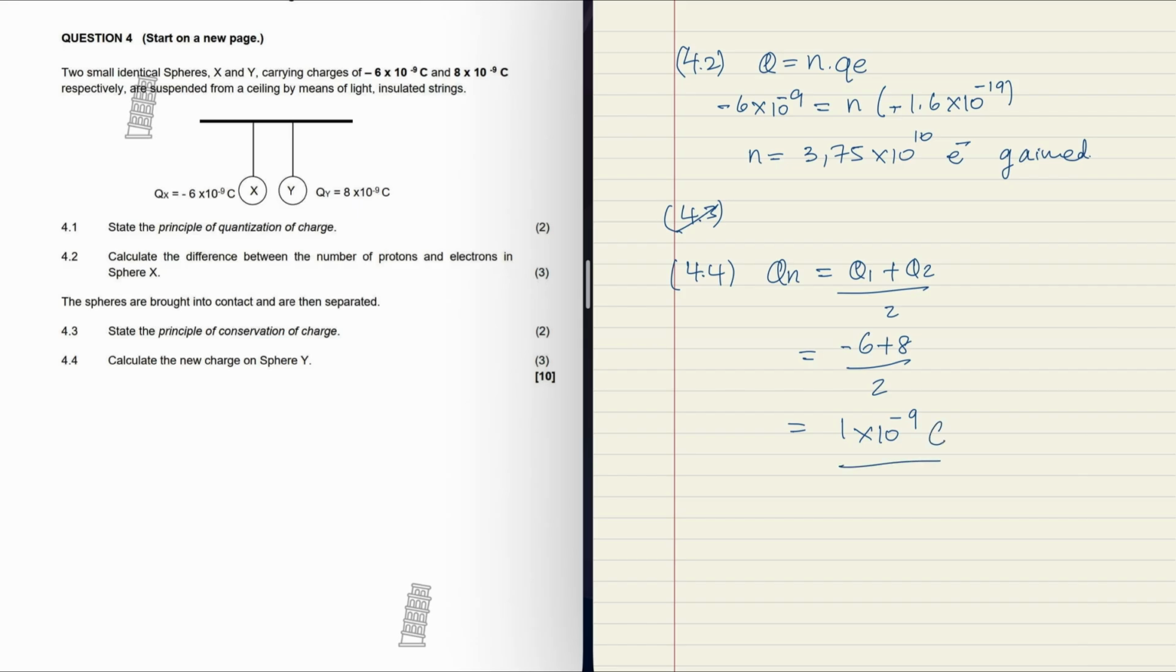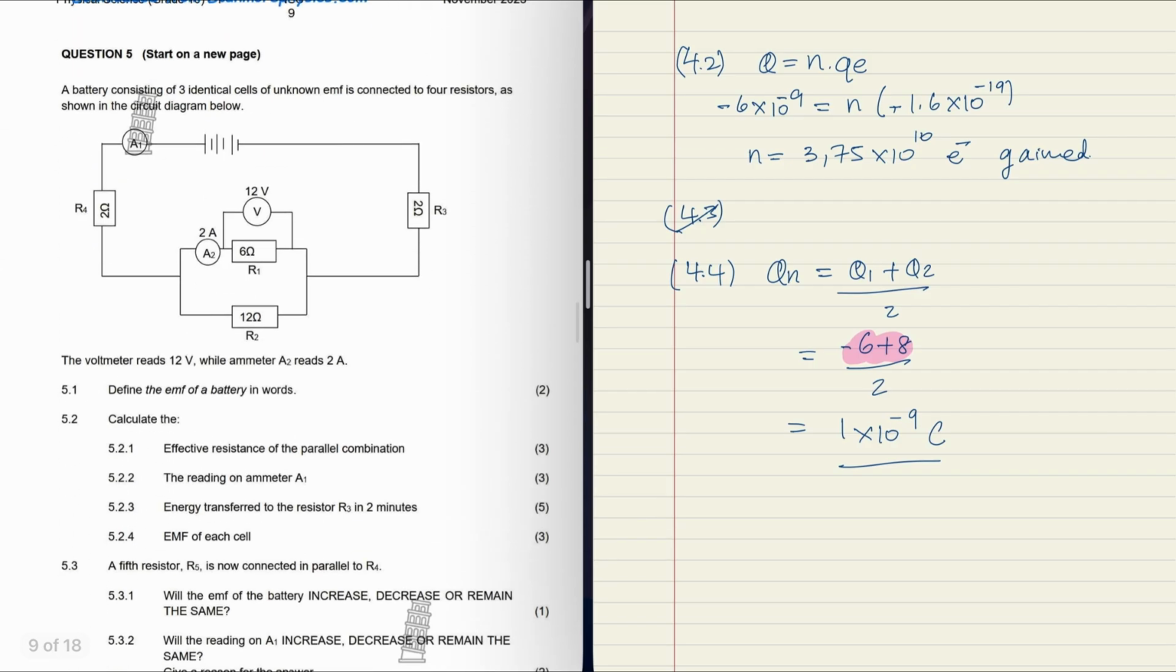Now it is important to note that I didn't write the times 10 to the power minus 9 here. Now, the reason why I could omit it is because they are the same. If X and Y had different charges, like for example times 10 to the minus 6 and the other one was times 10 to the minus 9, I can't drop them. I must substitute it in because I'm going to get a different value.